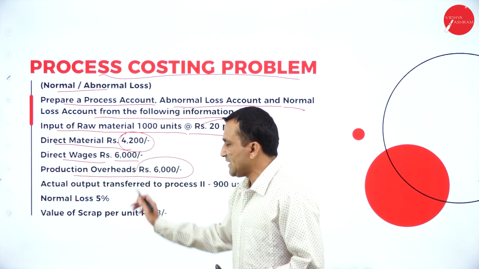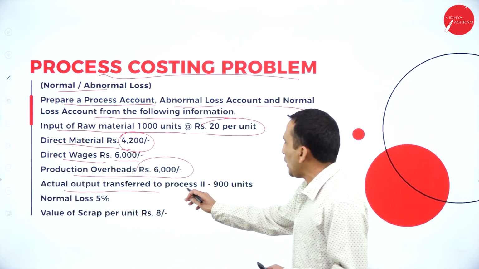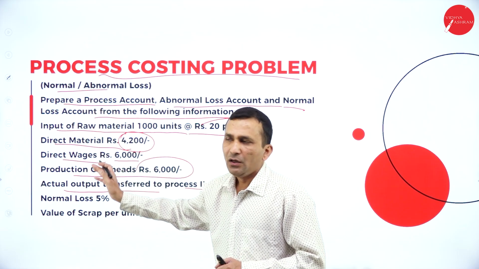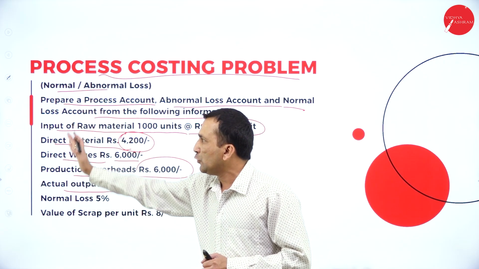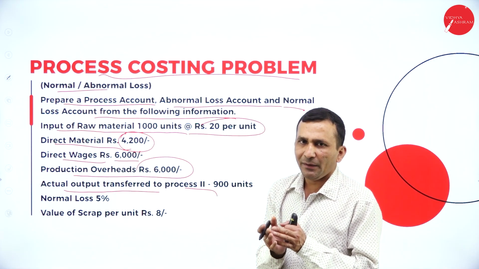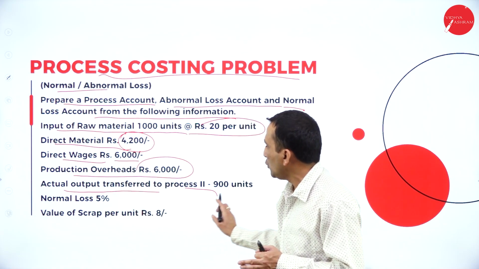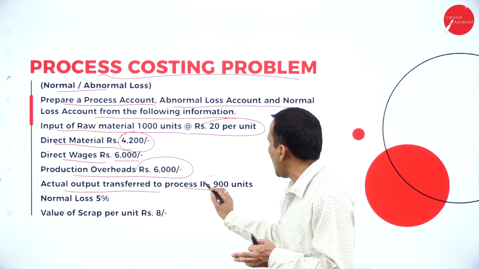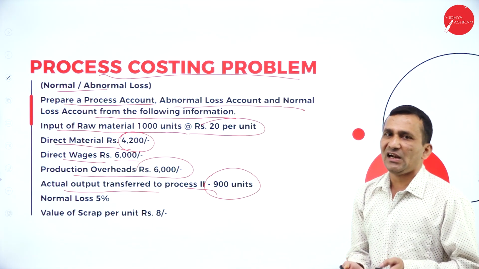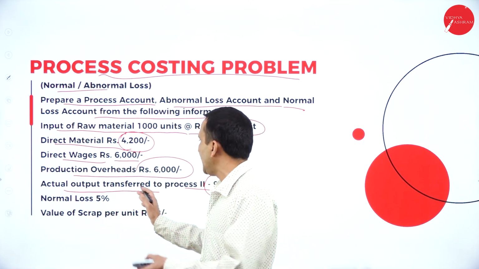The production overhead is given as 6000, and the actual output is transferred to process 2. When we are preparing process 1, whatever the input is, we write it on the debit side. At the end of the time, when the process is completed, we can identify the output, which is 900 units transferred to process 2. Obviously, on the credit side of process 1, we write this by output.